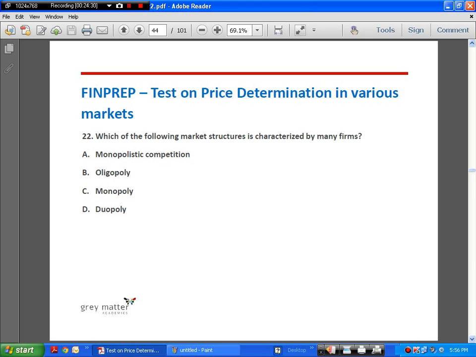22nd question, which of the following market structures is characterized by many firms? So, we have monopolistic competition, oligopoly, monopoly and duopoly. Now monopoly is a situation of a single seller, so it does not have many firms. Duopoly is a situation of two firms, so it is not many firms. Oligopoly, there are very few firms which compete with each other.